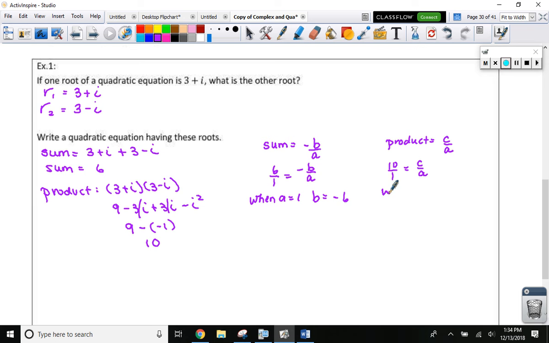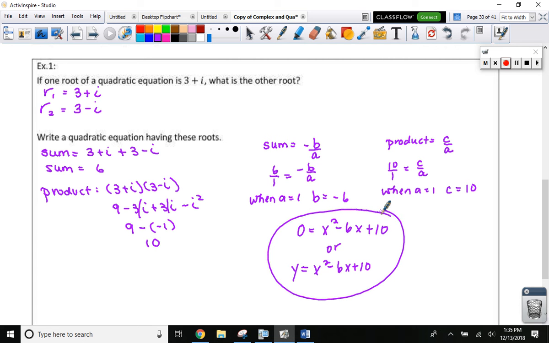So that means when a equals 1, c is going to have to be 10. So I've got all the info I need. A is 1 in both cases. So I go to write my equation: 0 equals x squared minus 6x plus 10. Or you can call it y equals x squared minus 6x plus 10. The only reason they do 0 is because there's an infinite number of equations where that could hold.